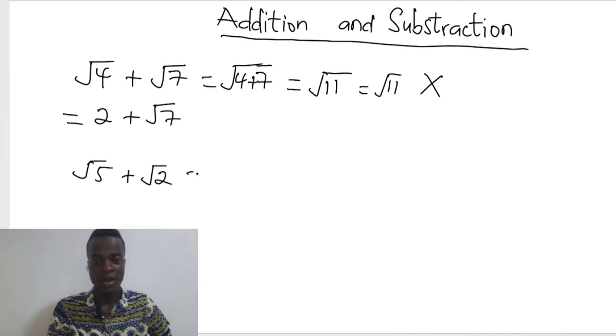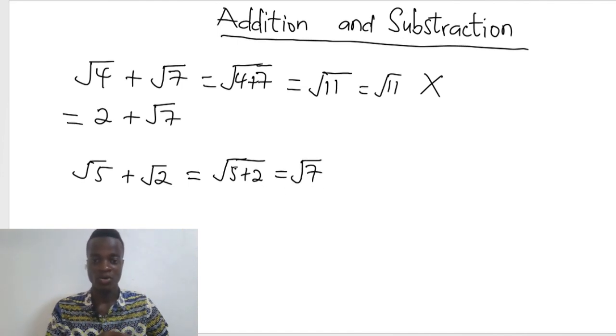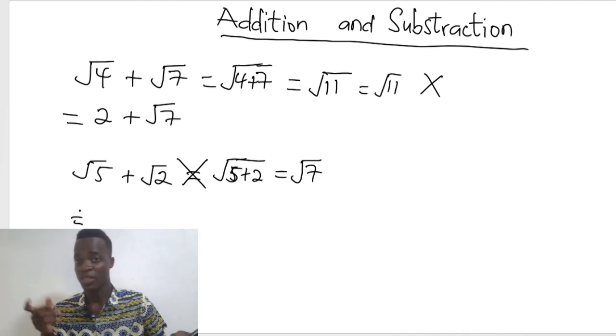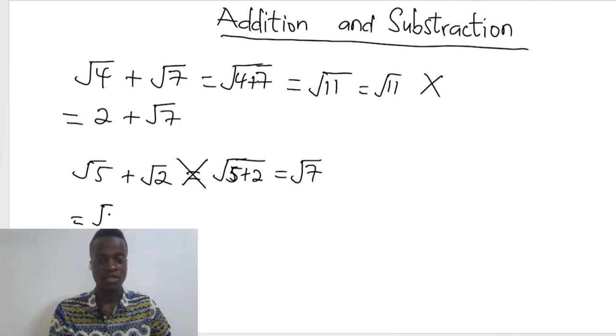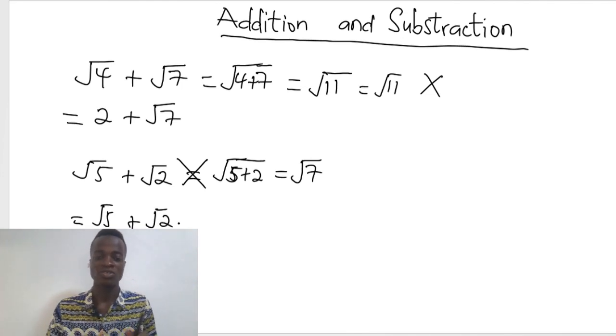So what do I mean by that? You cannot do square root of 7, so it's going to be 5 plus 2, putting them together. It does not happen. In addition of surds, those under the square root never interact. So this is a wrong way to go. What you actually do is put it in your calculator. For root 5, you see the same square root of 5. For square root of 2, you see the same square root of 2.